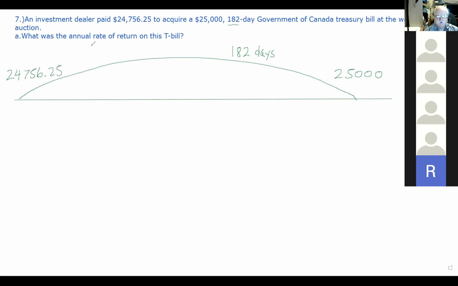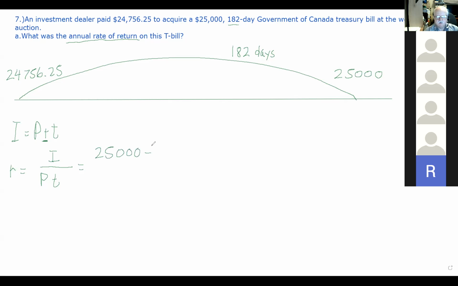24,756.25. And so they're asking us to find the annual rate of return or the interest rate. And we have a formula. We started with I equals PRT, but they're asking us to find the rate. So we had to go R equals the interest amount over the principal times the time. But they haven't actually given us the interest amount. So what we're gonna have to do is find the difference between these two.